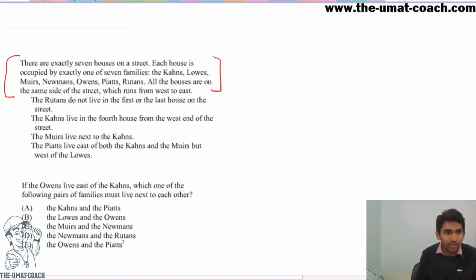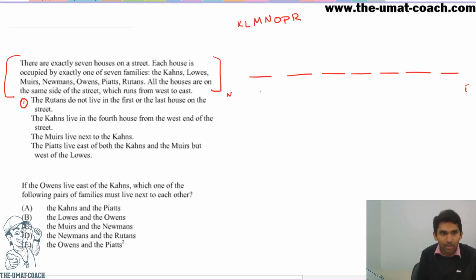7 houses on the street. Okay, so maybe I can do that. 1, 2, 3, 4, 5, 6, 7. All running left to right, on the same side of the street from west to east. And we have K, L, M, N, O, P, and R people. R does not live on the first or the last house on the street. How can I represent rule number 1 in a form here? I can just write below it, R is not on the first or the last.